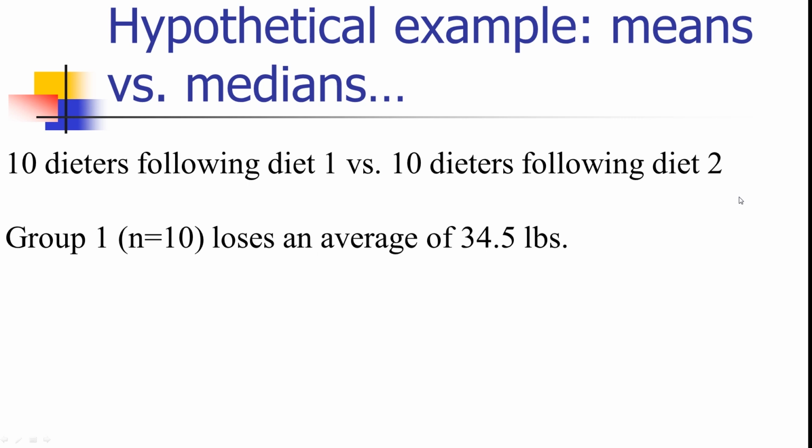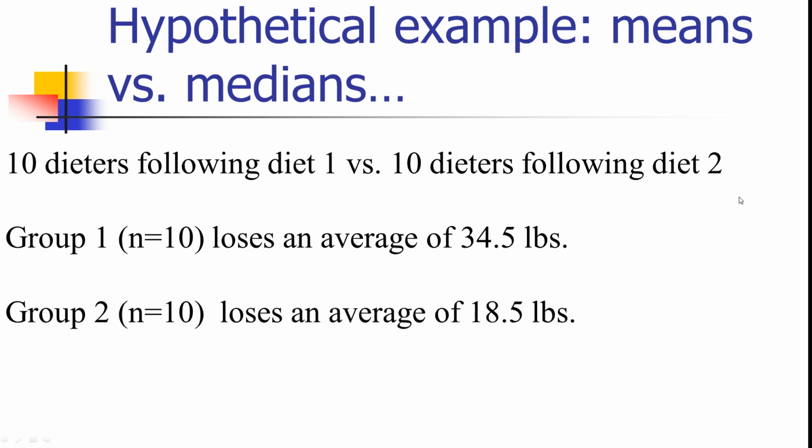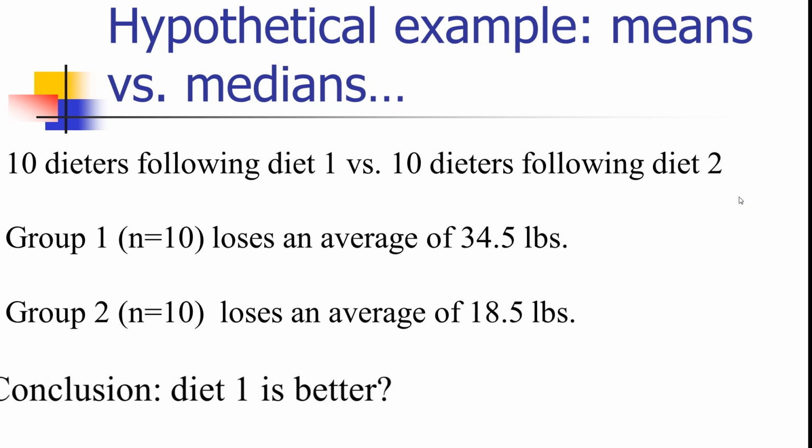So group 1, those on Diet 1, lost an average of 34.5 pounds. Group 2 lost an average of 18.5 pounds. So both dieting groups were highly successful. These are really good results for a dieting trial. But if you were just to look at those numbers, you'd probably say, if I've got patients and I want to figure out what diet to put them on, based on these numbers, I think I'm going to put them on Diet 1. Diet 1 looks better, right, if you just look at the means.